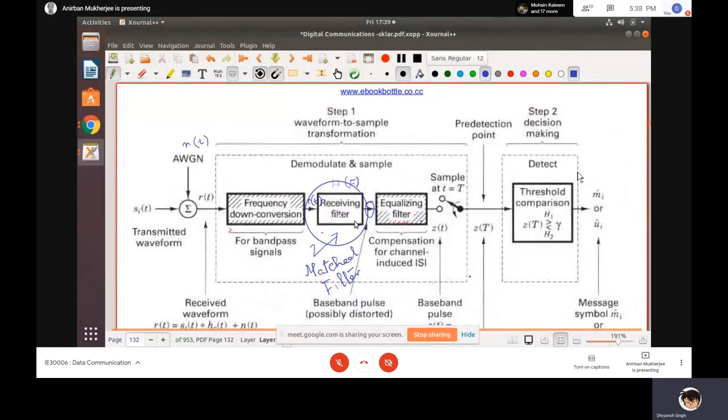Now we are not talking about the equalizing filter. Please remember, till now we are not talking about equalizing. We are talking about the receiving filter, the optimum matched filter, and all these things. And there are certain disadvantages of the matched filter. You have to know the perfect time of arrival of the input signal, otherwise the receiving filter output is not that good.